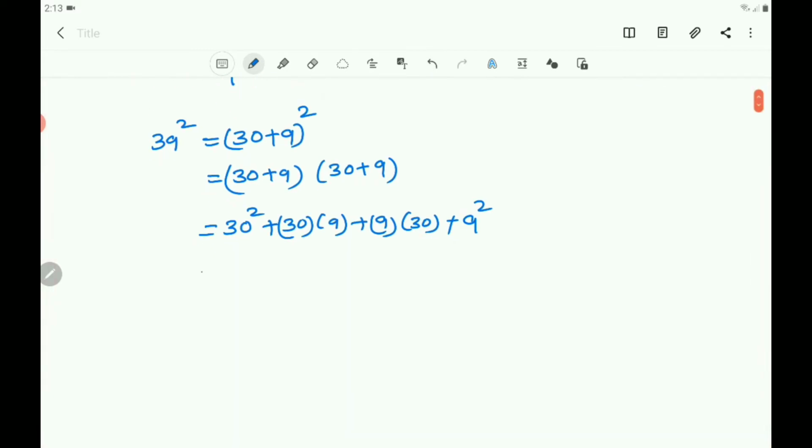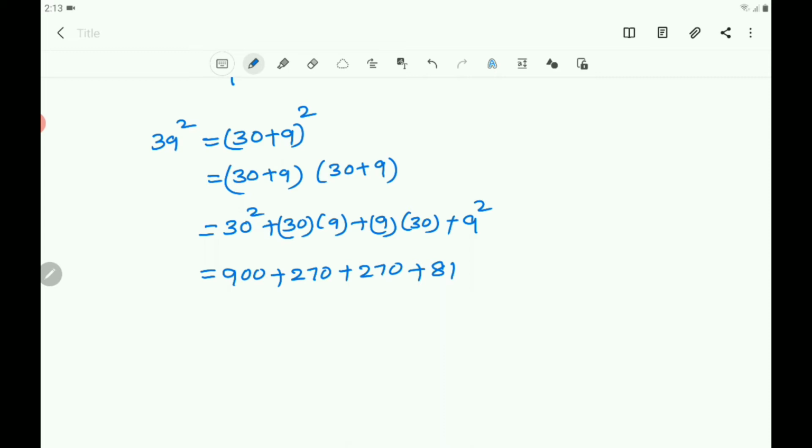Then 30 square: 3 square is 9, and in 30 there is one zero, so in its square there are 2 zeros. 30 square is 900, plus 3 nines are 27, so 30 nines are 270. Plus 9 threes are 27, so 9 thirties are 270. And 9 square is 81. 9 into 9 is 81.